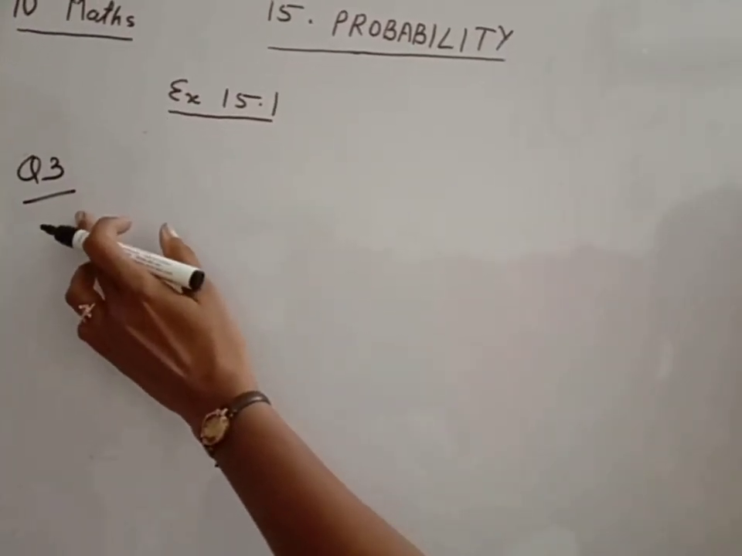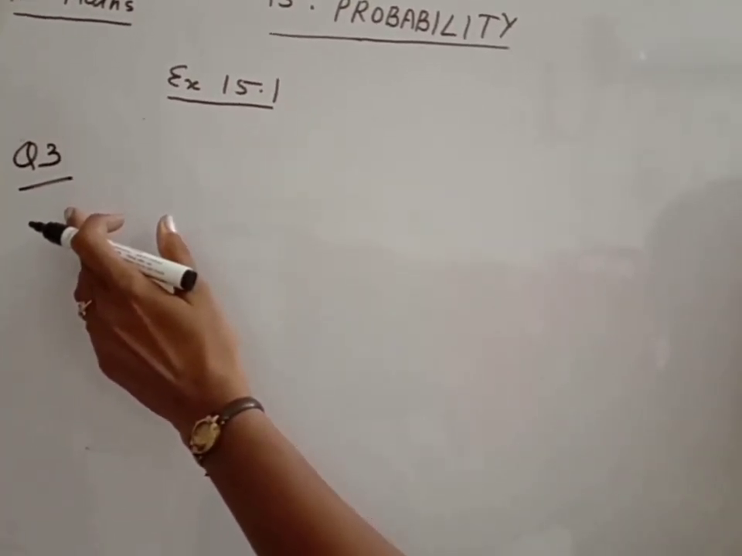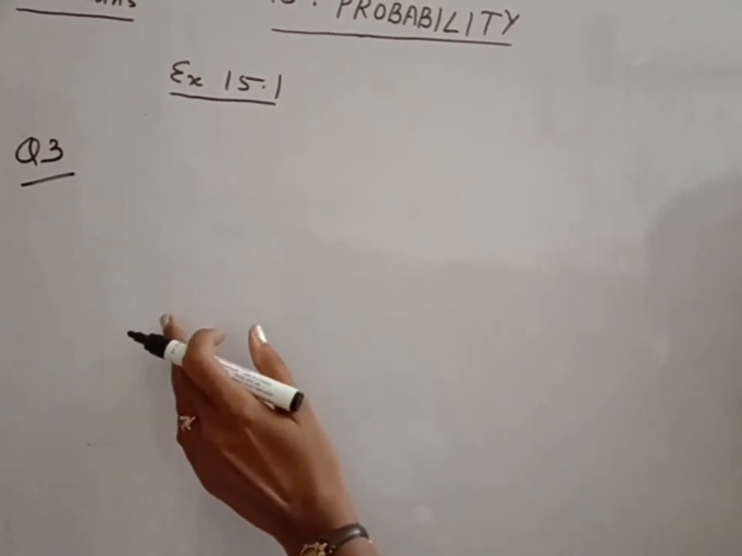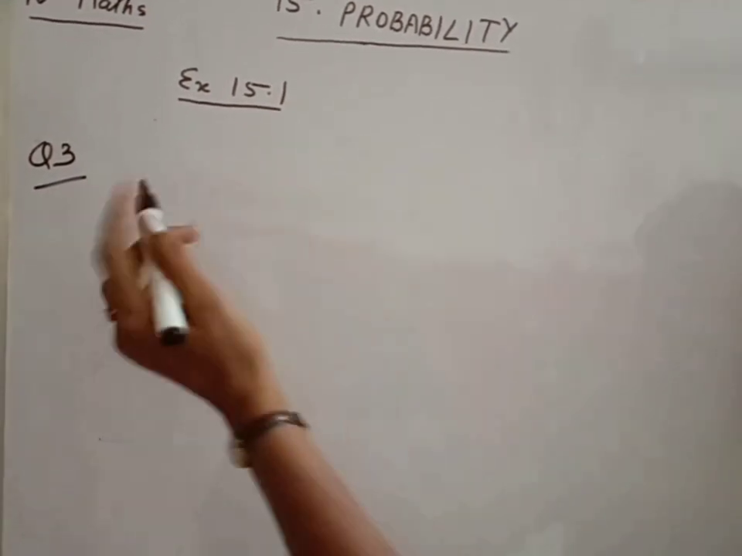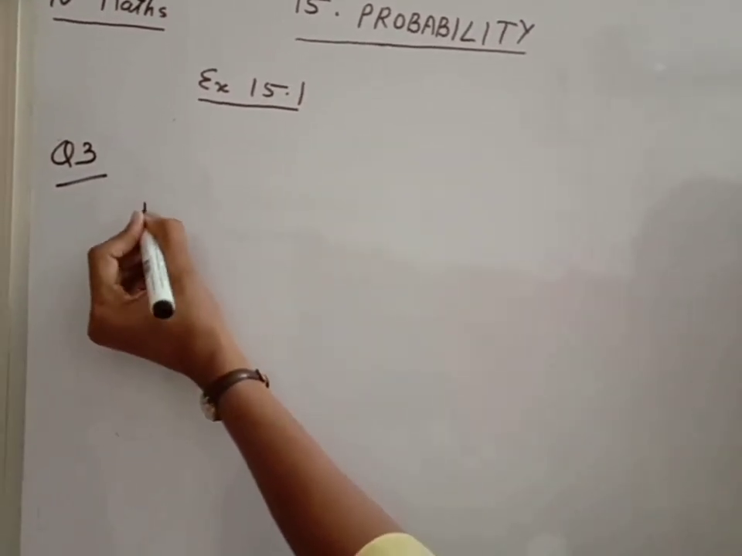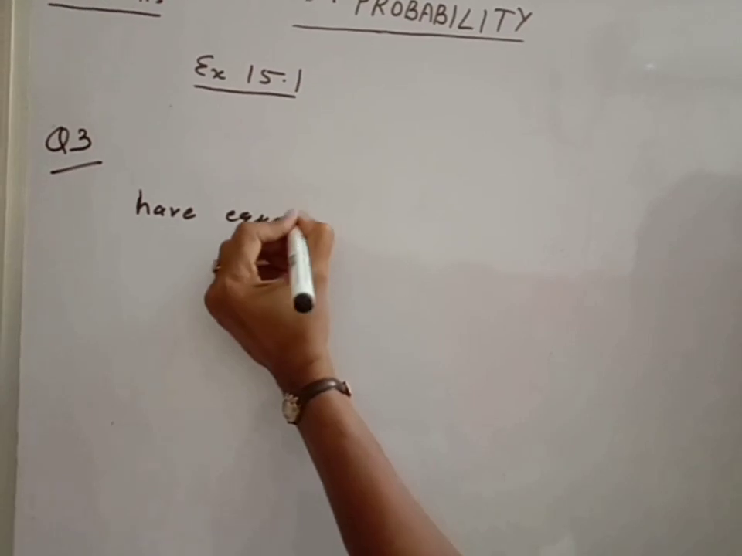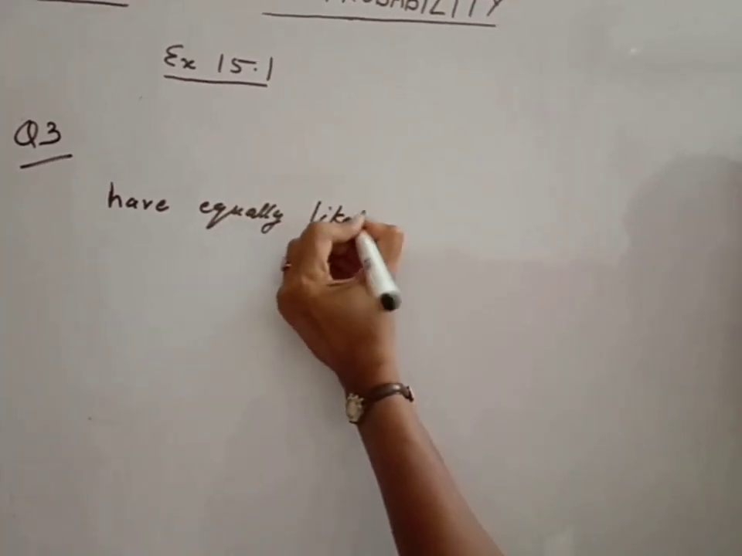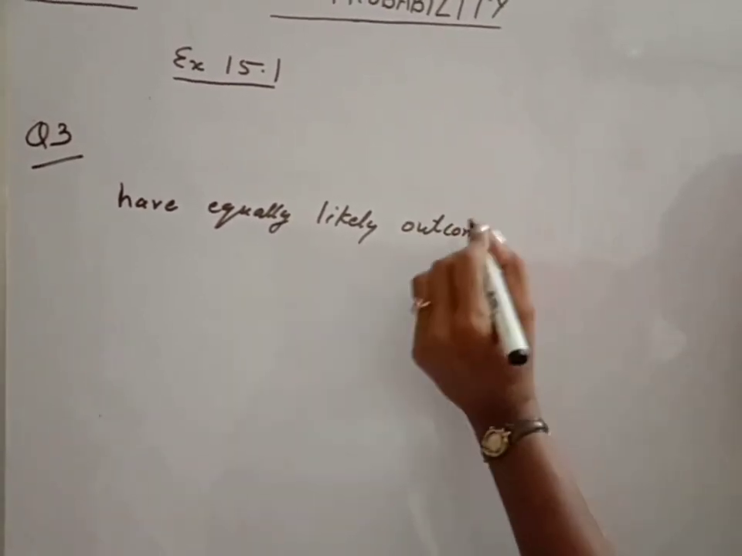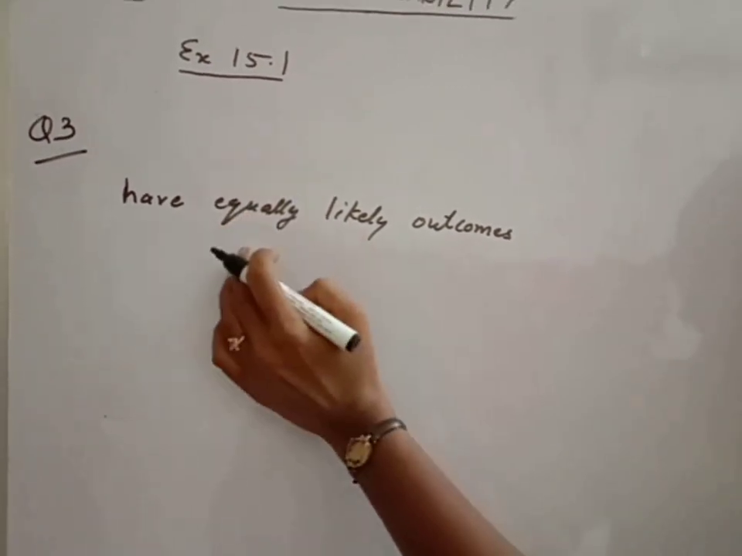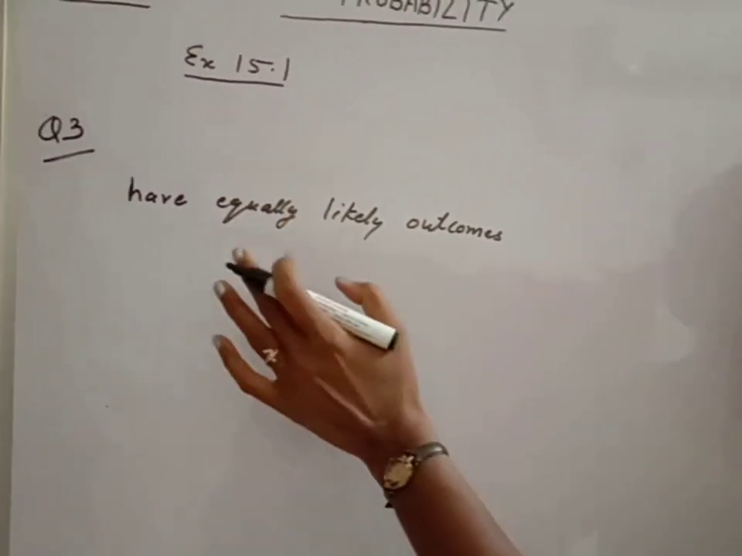Question number 3. Why is tossing a coin considered to be a fair way of deciding which team should get the ball at the beginning of a football game? Because tossing a coin has equally likely outcomes. It will either have a head or a tail. Because this event has equally likely outcomes, it is considered a fair way to choose the team.